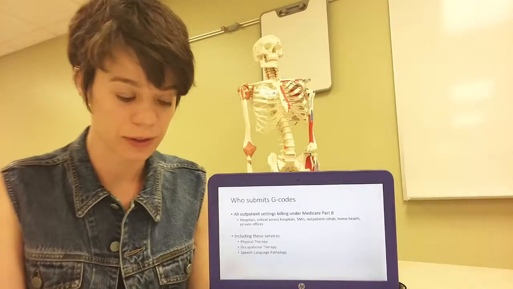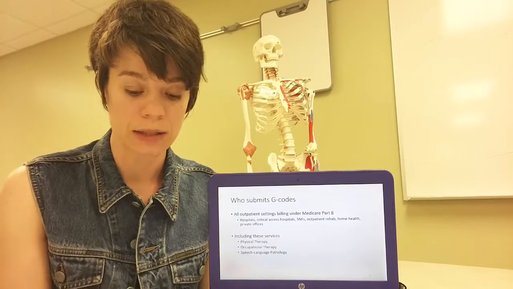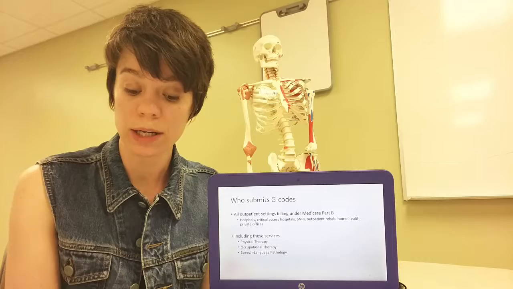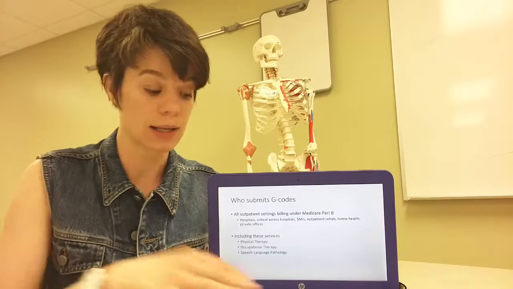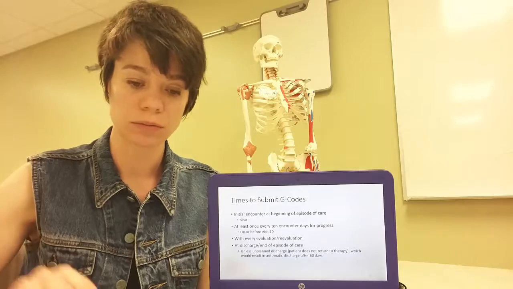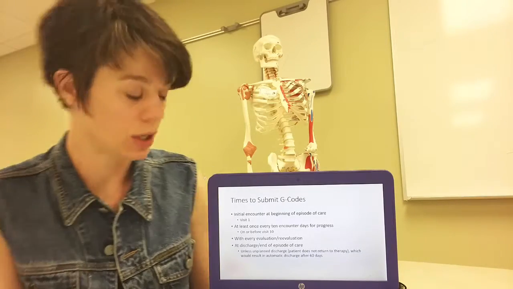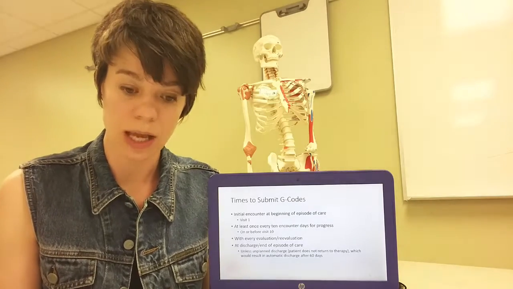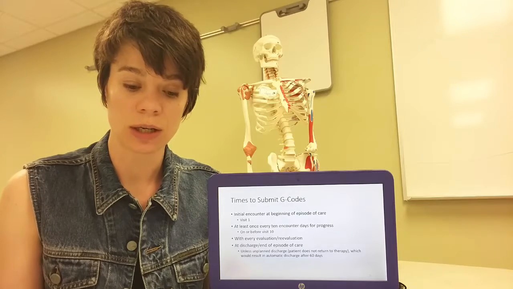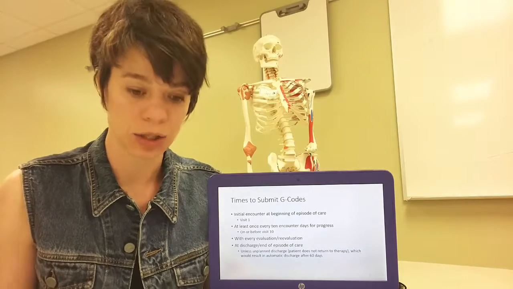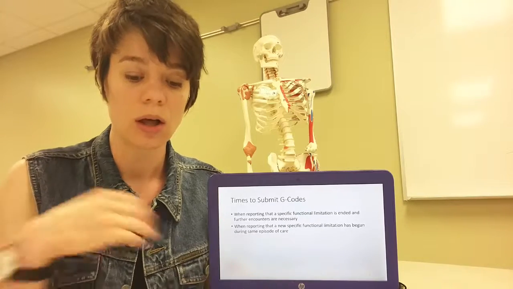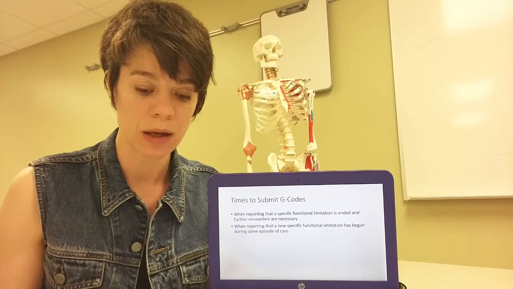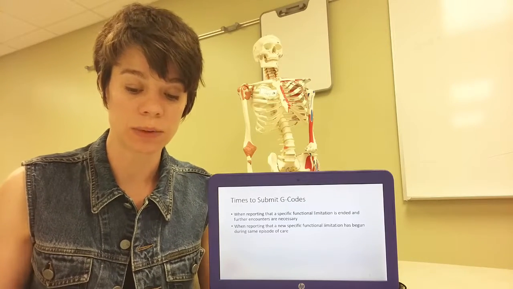So, who submits G codes? All outpatient settings billing under Medicare Part B. The departments reporting G codes include PT, OT, and SLP. When do we submit G codes? Visit 1, on or before visit 10, with every evaluation and re-evaluation, and at discharge, unless it's an unplanned discharge. Also, when a functional limitation has ended but you need more therapy, and when reporting that a new functional limitation has begun.